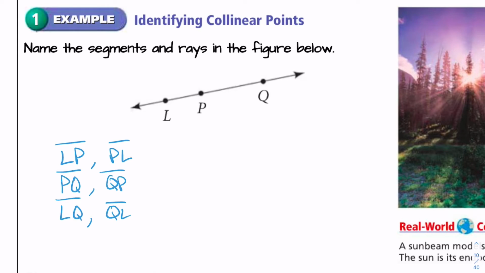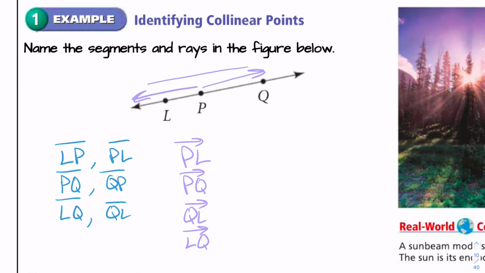Segments. Let's do rays now. We have ray PL. We have ray PQ. We have ray QL. We have ray LQ. Okay, so I got PL, PQ, QL, LQ. Let's see, wait, I got LP, LQ.